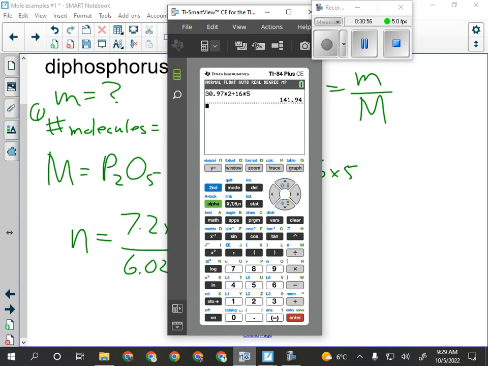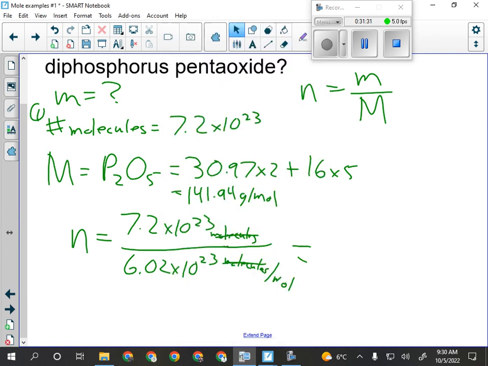Because these have the same exponent, they're both to the 23, do I need to put the 23s in there? If you're not confident with that, just go ahead and put the 23s in. But if you know your math with exponents, if the exponents are the same, they just cancel off. If you're not comfortable with that, just enter it this way: 7.2 E23 divided by 6.02 E23. So we have 1.196 moles.